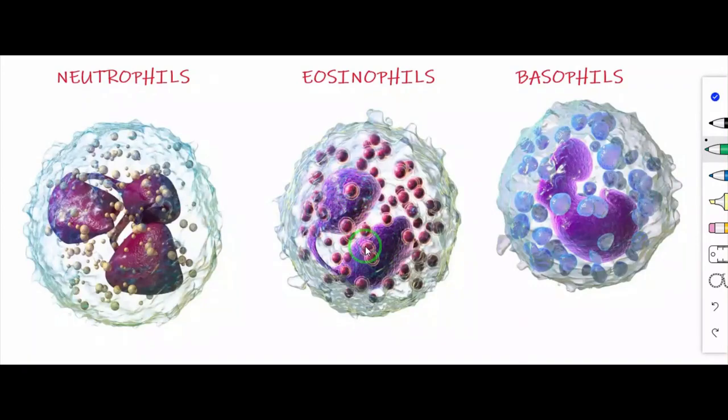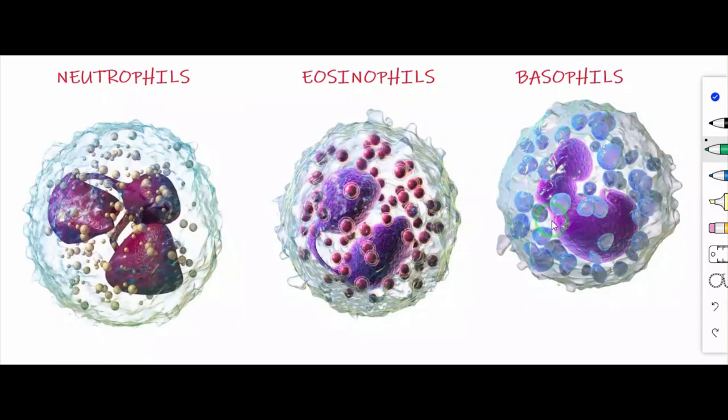The eosinophil number increases during the conditions of allergy and parasitic infections. Only in these two situations will the number be increased. It brings about detoxification of toxins. Then the third one is basophils.